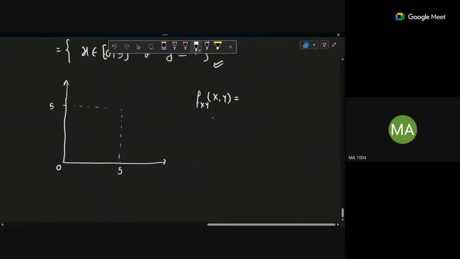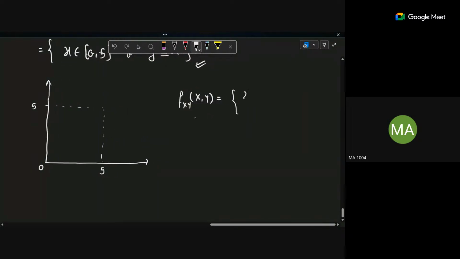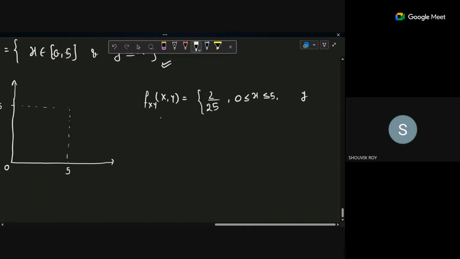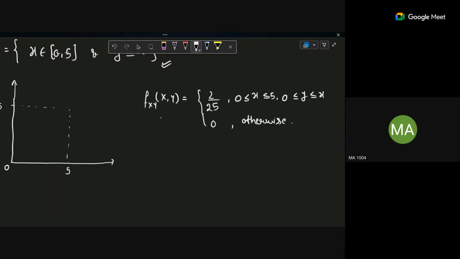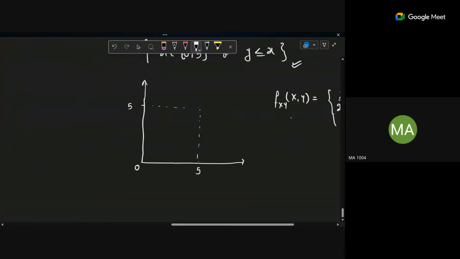f of x, y is equal to 2 by 25 whenever your x is lying between 0 to 5 and y is lying between 0 to 5, and 0 otherwise. Once I write this, my graph will be this one only. But in this particular case, it's not like that.